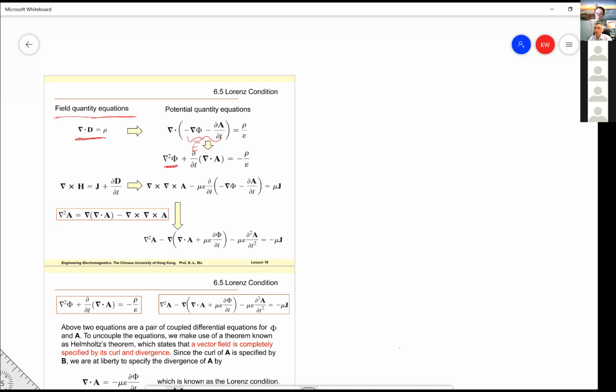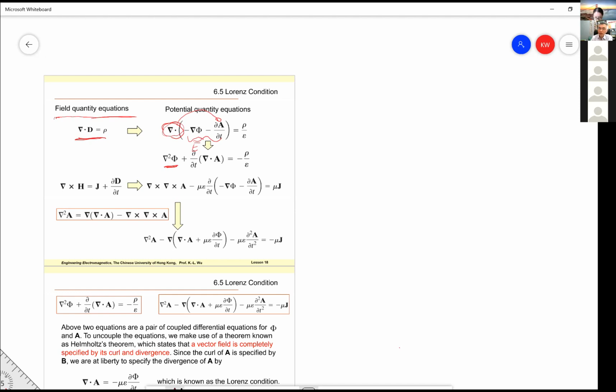Then we move this divergence into the bracket and change the order of differentiation, the divergence and the derivative with time. We just change the order, then we have this equation. So they are related.